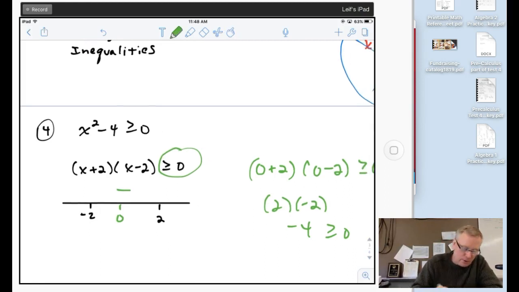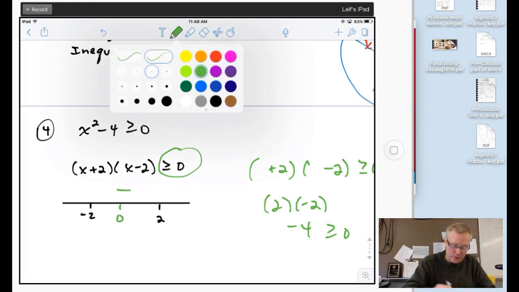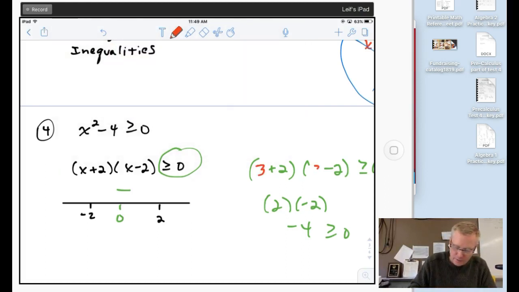Now, if I plug in 3, 3 is easy too, right? 3 plus 2 is 5. 3 minus 2 is 1. 5 times 1 is 5. So that's positive. So 3 is good. I get positive numbers. That's a good one.